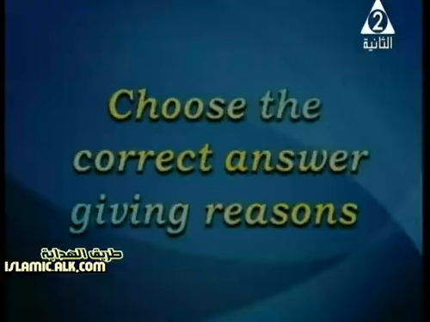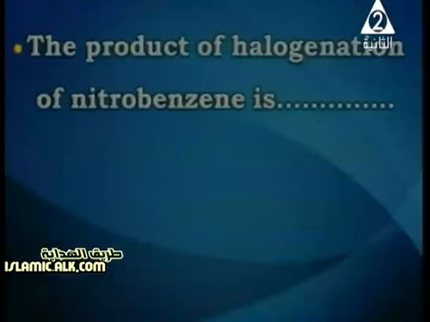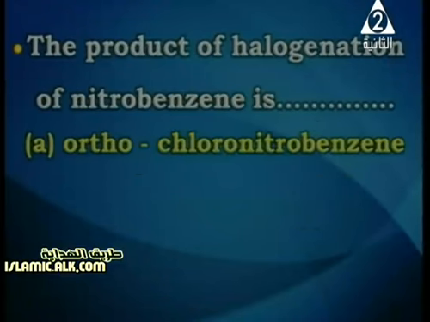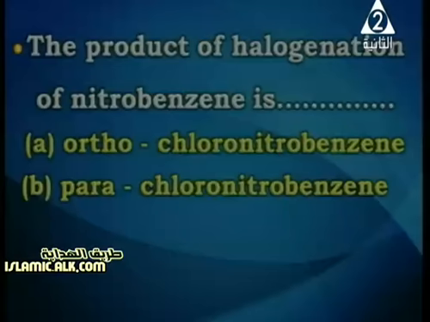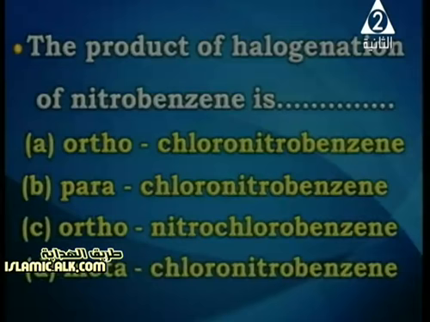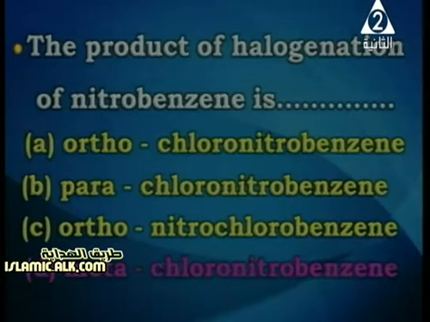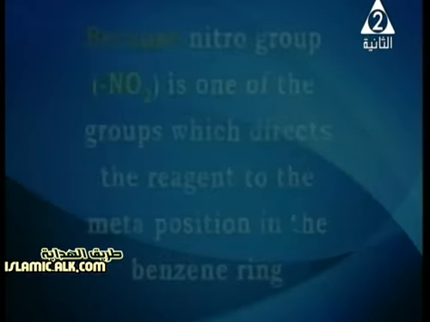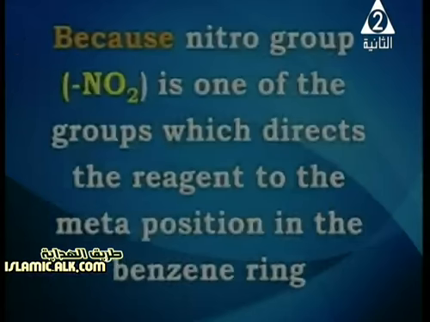Choose the correct answer giving reason. The product of halogenation of nitrobenzene is orthochloronitrobenzene, parachloronitrobenzene, orthonitrochlorobenzene, metachloronitrobenzene. If you think that's the answer, yes, it will be metachloronitrobenzene, as the nitro group is a meta-directing group. So this is the reason for that. The nitro group is one of the groups which directs the reagent to the meta position in the benzene ring.